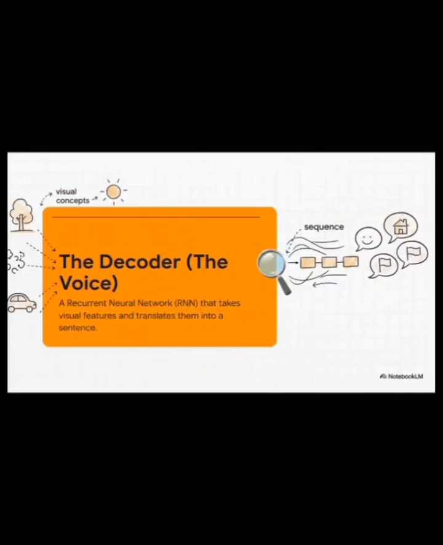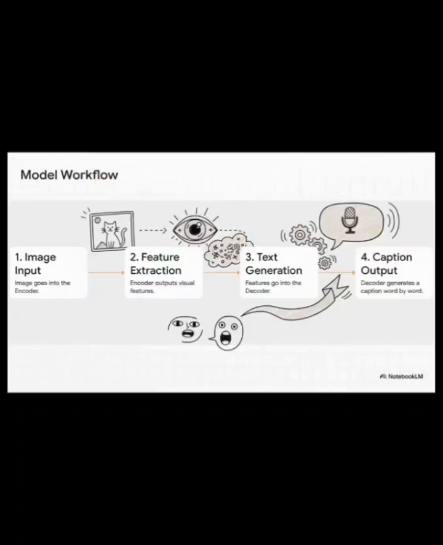Then that list of features gets handed over to the second part, the decoder. And if the encoder is the eyes, the decoder is the AI's voice. This is a different type of network, an RNN, and it's really good with sequences, like sentences. It takes those concepts from the encoder and starts weaving them into a sentence, one word at a time. So here's how that whole system works together. The image goes in, the encoder sees it and pulls out all the important features. Then it hands those features over to the decoder, which then speaks the final caption. See? It's this simple, really elegant partnership, eyes and a voice, working together perfectly.